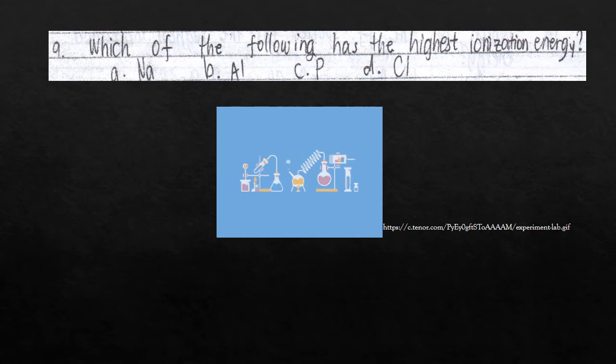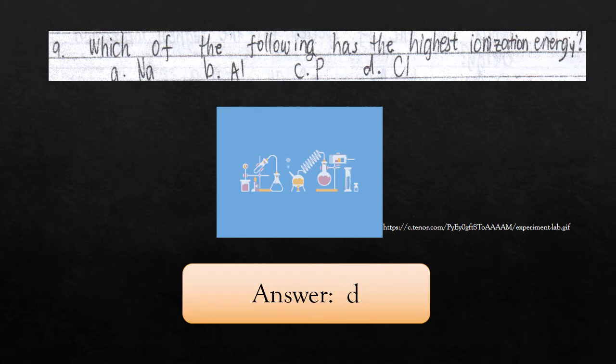Number 9. Which of the following has the highest ionization energy? Letter A, sodium, letter B, aluminum, letter C, phosphorus, or letter D, chlorine? Now the answer is letter D, chlorine.